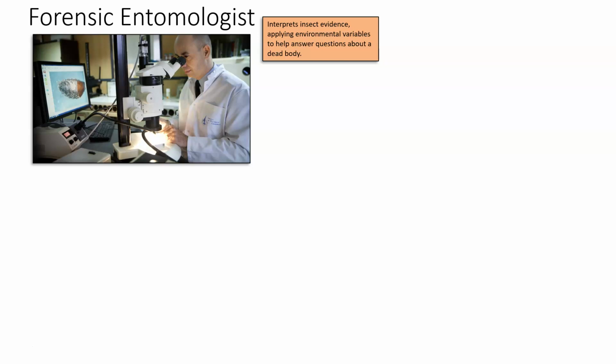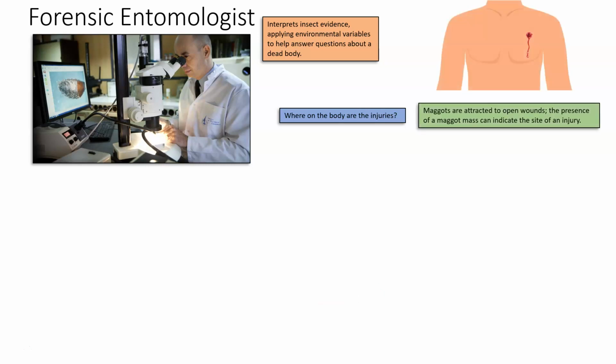So I have a variety of questions, and then I will let you know how insect activity can specifically lead us to an answer for those particular questions. So first question, where on the body are the injuries? Okay. If the body is fresh, you can look at a body and you can determine where the injury is. Is it a gunshot wound? Is it a stab wound? Is it blunt force trauma? Is it a wound to the head? Is it a wound to the chest? Okay, these are all questions that a forensic investigator needs to identify.